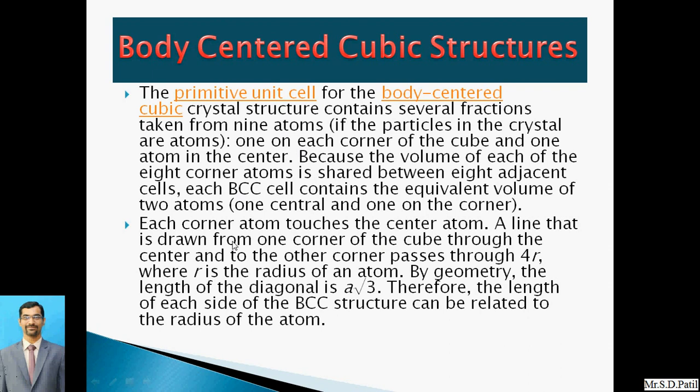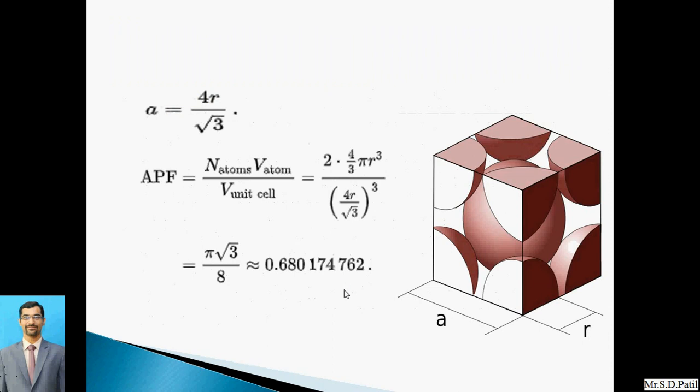Now each corner atom touches the center atom. A line that is drawn from one corner of the cube through the center to the other corner passes through 4R, where R is the radius. Now this particular geometry makes that clear.